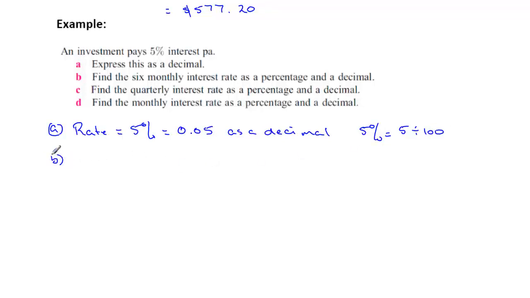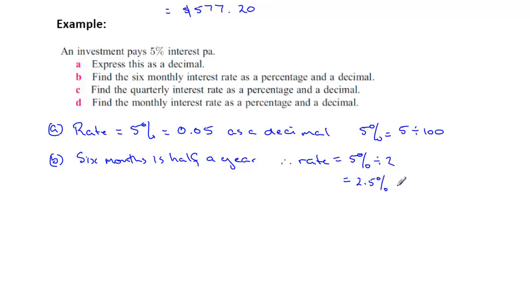Now the next question asks us, find the 6 monthly interest rate as a percentage and as a decimal. So let's write this down. The 6 months is half a year. Now I know that seems obvious, but it's a really important way of looking at it. Half a year. So that means therefore that the rate would be equal to our percentage divided by 2, which is equal to 2.5%, and as a decimal that is 0.025. So that there is our 6 monthly interest rate as a percentage and also as a decimal.